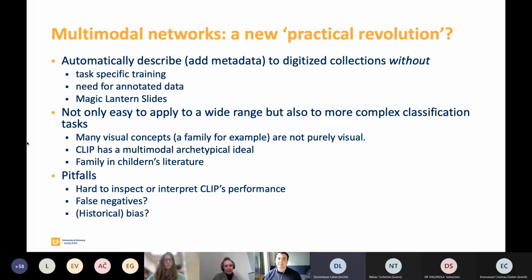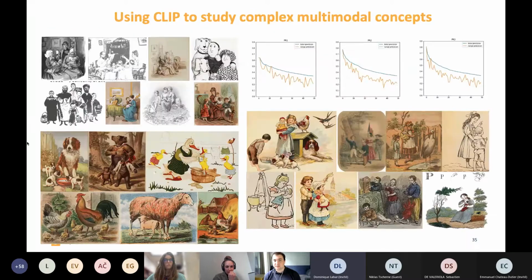of complicated concepts. So this is from yet unpublished work, but also now at the BIAS project, where we try to use CLIP to extract images of the family from a large collection of digitized Dutch children's books.